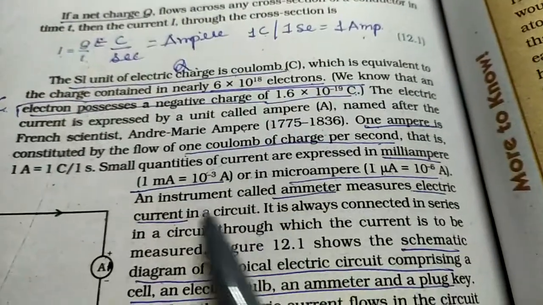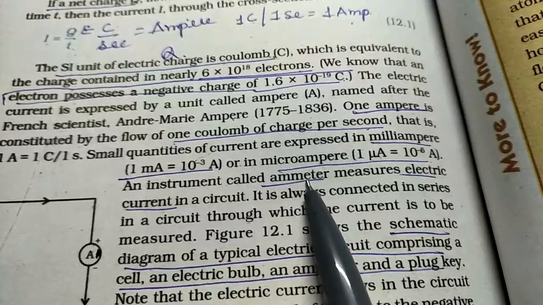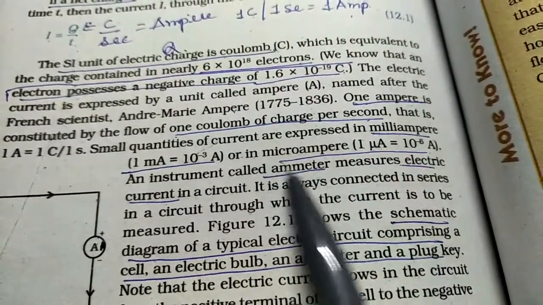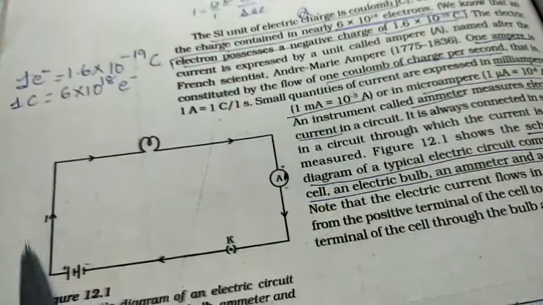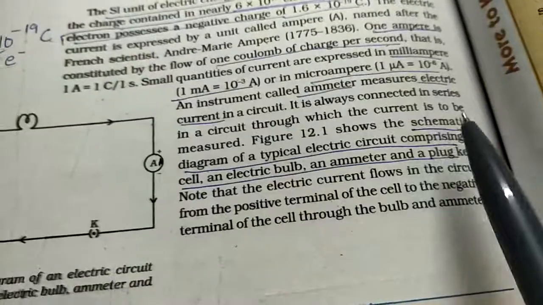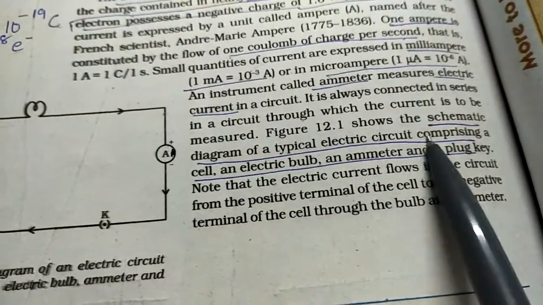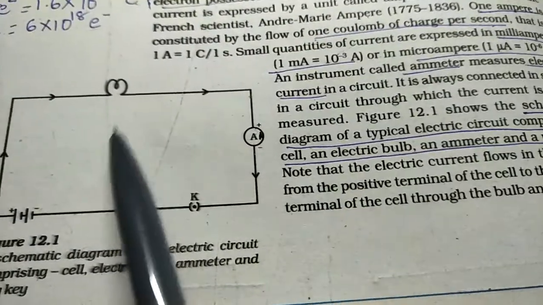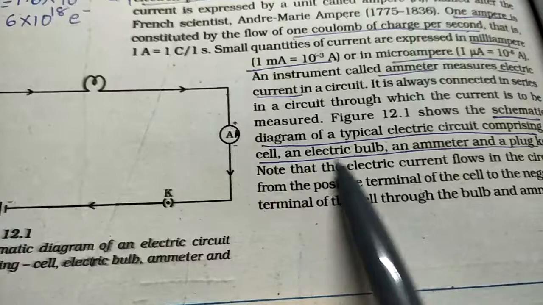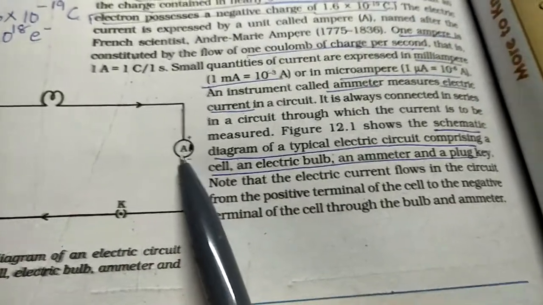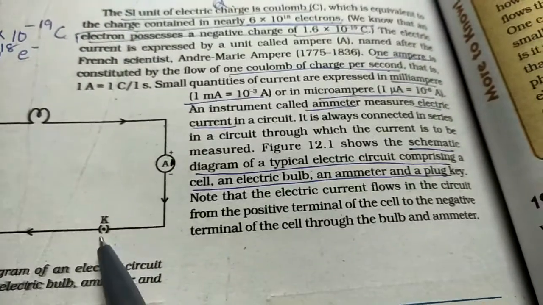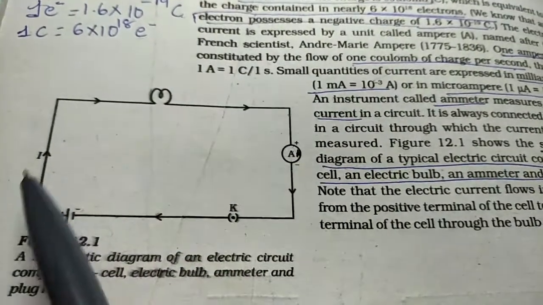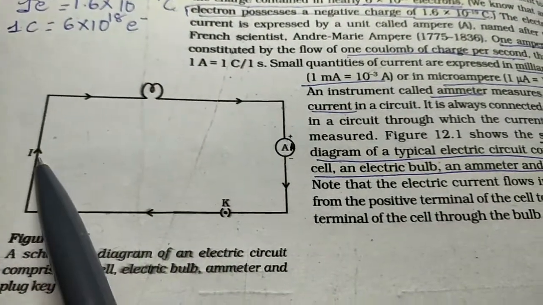Now the electric current is measured by the instrument known as an ammeter, which tells how much current is flowing in that particular circuit. You can see here circuit diagram 12.1. In the circuit diagram, you have a cell, then an electric bulb, then an ammeter, then a key or a plug. Now if you see the direction of the current, you can see this arrow. I is the current.